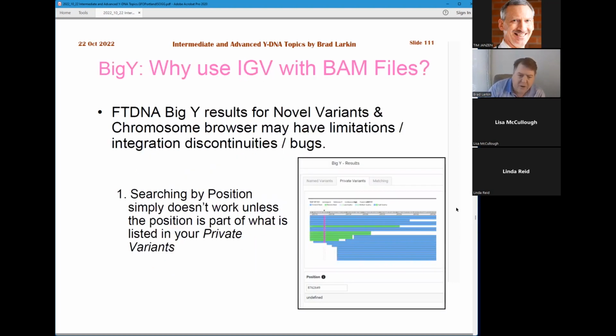We're going to talk some more about using the Big Y tree at FTDNA and Big Y samples. There's some limitations there. So these are kind of some of the tricks to know. The novel variants in chromosome browsers have some limitations and discontinuities. For instance, searching by position doesn't work unless that position is part of what is listed in your private variant. You can't just search for any position.